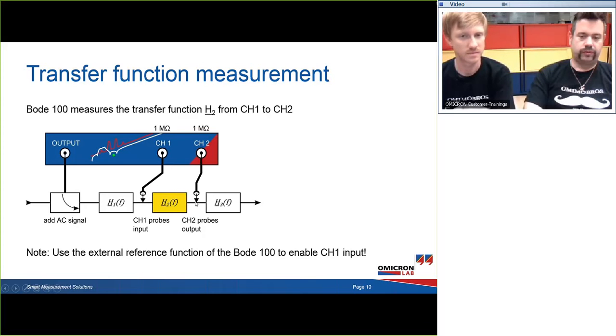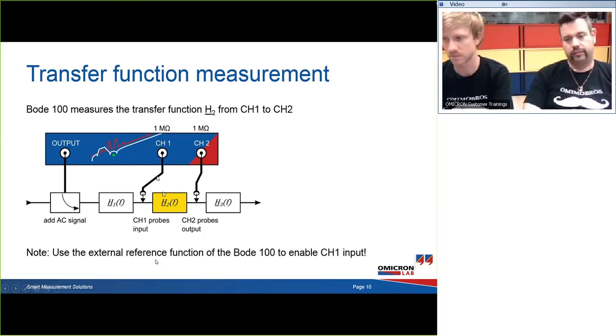So I can measure the transfer function H2, for example, by picking up the output signal of this block with channel 2 and the input signal with channel 1. The advantage of the Bode 100 is that it is a vector network analyzer and a frequency response analyzer at the same time. So we can switch the input impedance for our inputs, and in this case we can switch it to 1 mega ohm, which allows the use of standard oscilloscope probes.